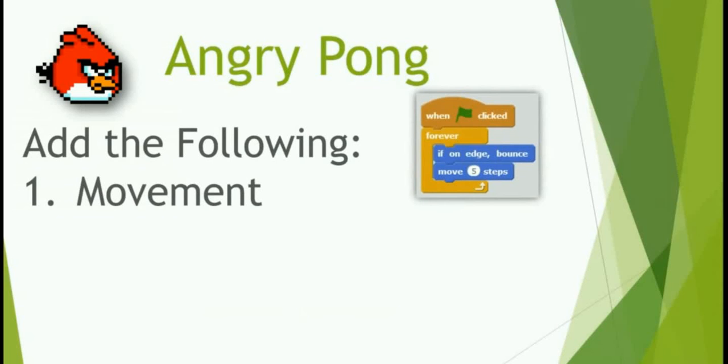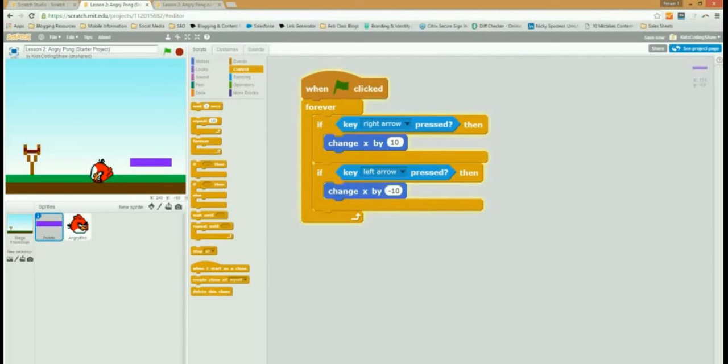We're going to say move 5 steps, and if it's sitting on the edge, bounce. So when we touch the top of the screen, it'll bounce back down into the bottom of the screen. And that's why we use a forever loop, because that's all he's ever going to do, is just bounce off the screen and come back down.